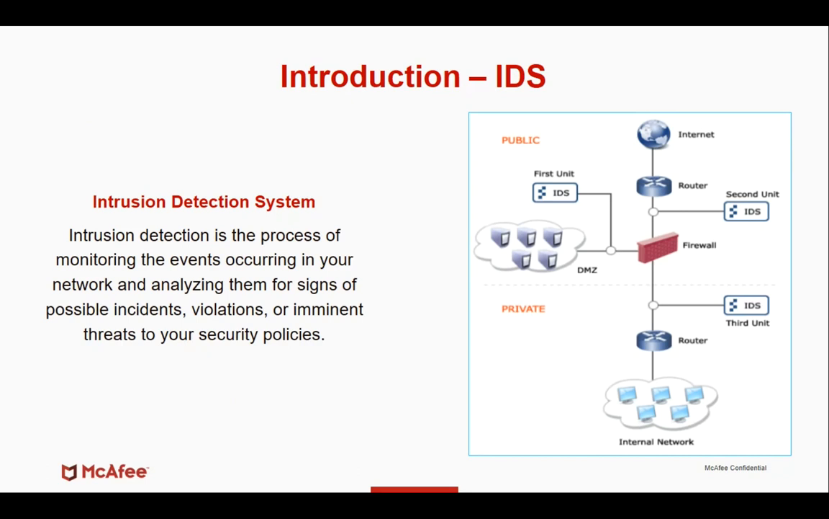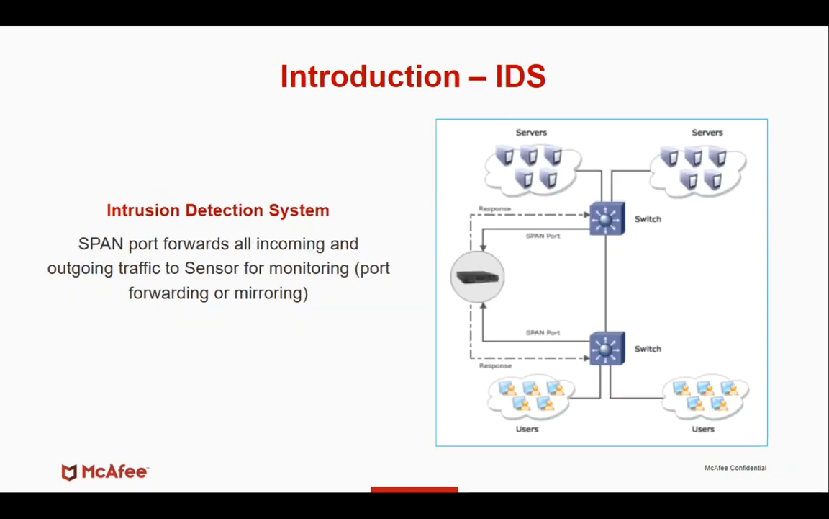Now let's see what an IDS, or intrusion detection system, is. An IDS is a system that monitors your network traffic for suspicious activity and raises alarms or alerts when such activity is observed on your network. An IDS is actually a passive device which will only raise an alarm for malicious traffic but not block it, and therefore is considered to be reactive in nature.